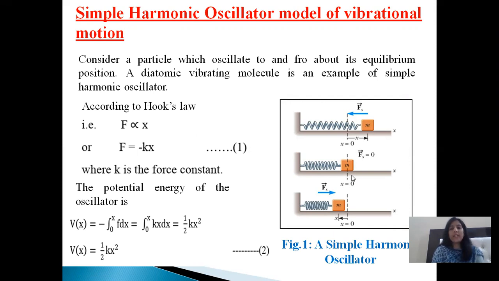Here x equal to 0 means that this molecule is at the equilibrium position. This is the case for stretching and this is for compression. First of all, suppose that we stretch this spring. When we stretch this spring, it moves outward by covering a displacement of x. When it goes outward, then a force opposite to this displacement is generated, which tries to bring it back to its original position, that is, the equilibrium position.